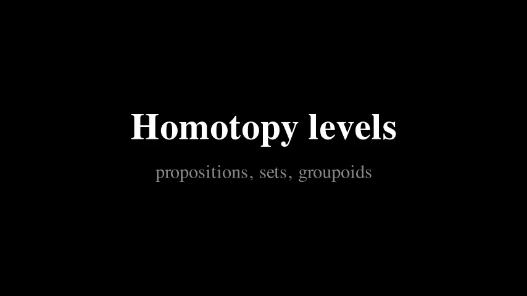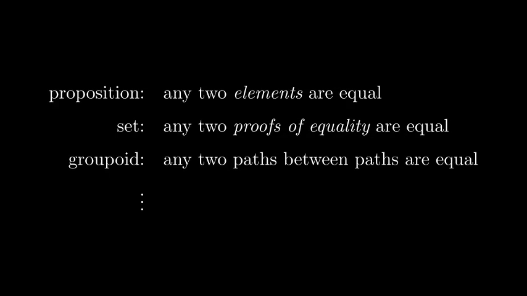This gives us a way to measure how complicated a type's equality is. A type is a proposition when any two of its elements are equal. That is the proof irrelevance from last time. A type is a set when any two proofs of equality are equal. And that is exactly UIP. So assuming UIP is the same as declaring that every type is flat, a set with no higher structure. HoTT refuses that blanket assumption and keeps the whole tower of levels.